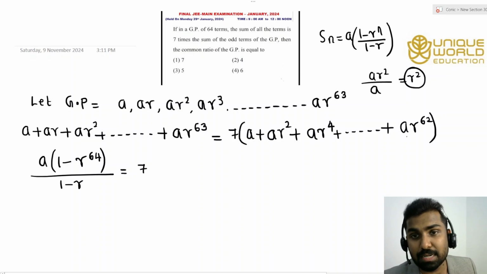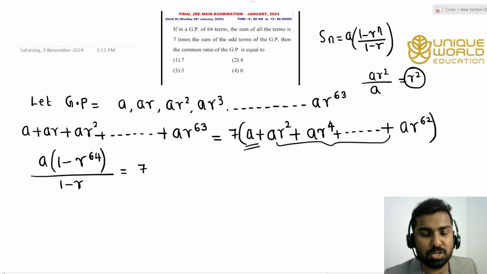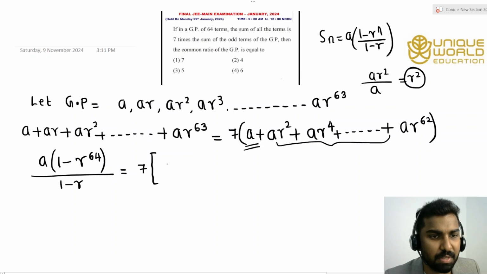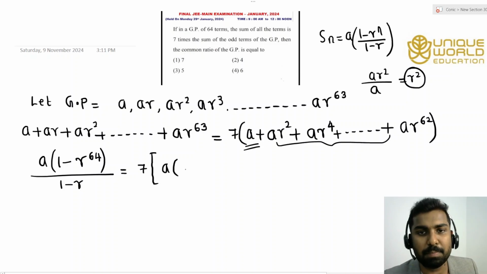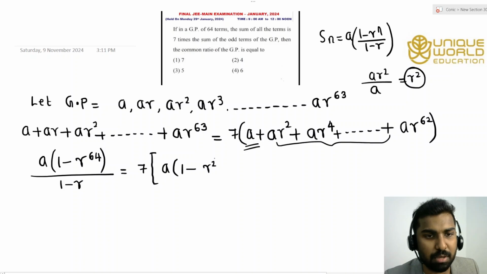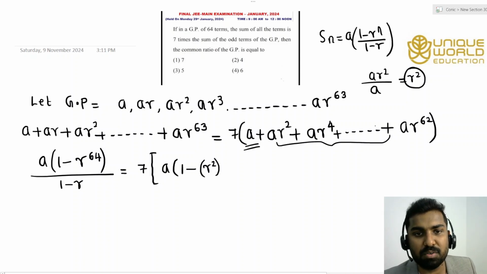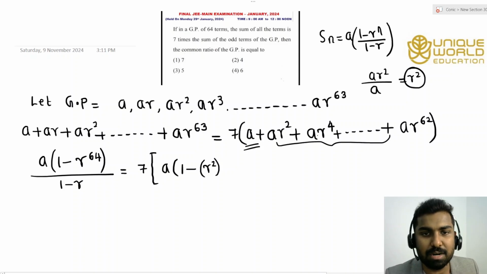That means 31 terms will be there. Along with these 31 terms, this a also will be there. So total 32 terms will be there. All right, so 7 into, apply the formula, a into 1 minus r power n. So 7 into a into 1 minus r power n, divided by 1 minus r. The common ratio here is not r, it's r square, so r square whole power n. The number of terms here, 31 terms will be there.